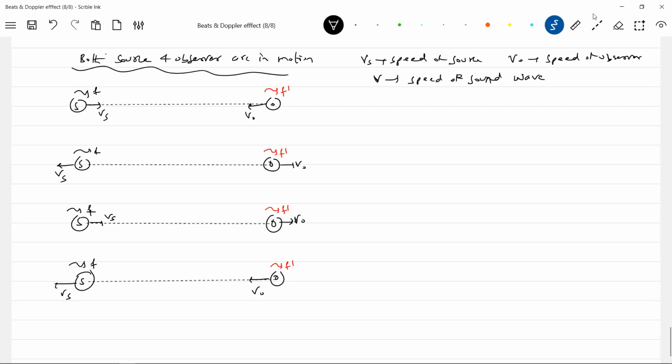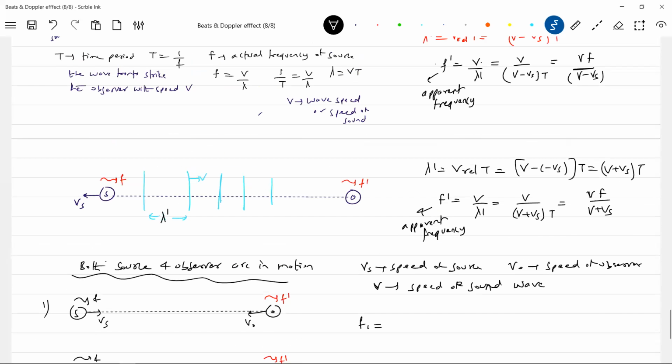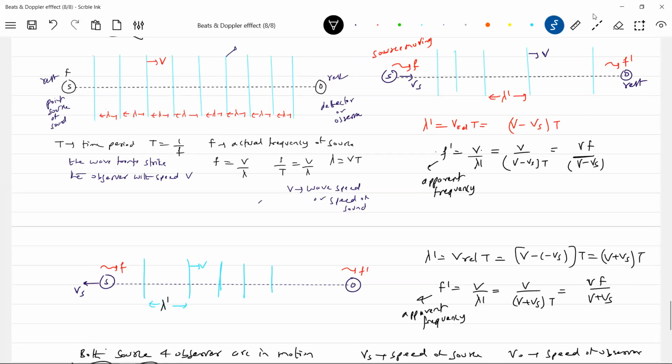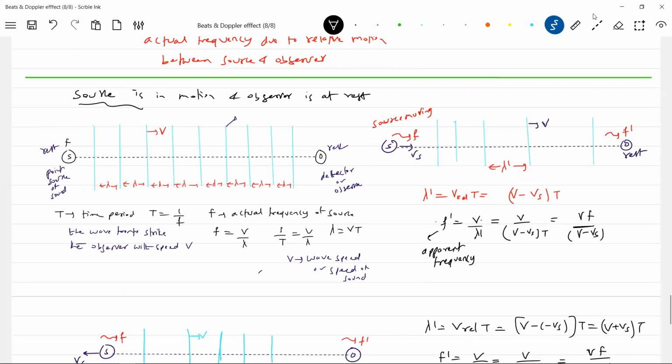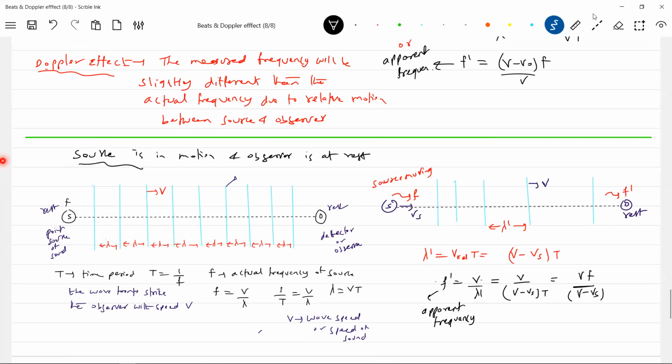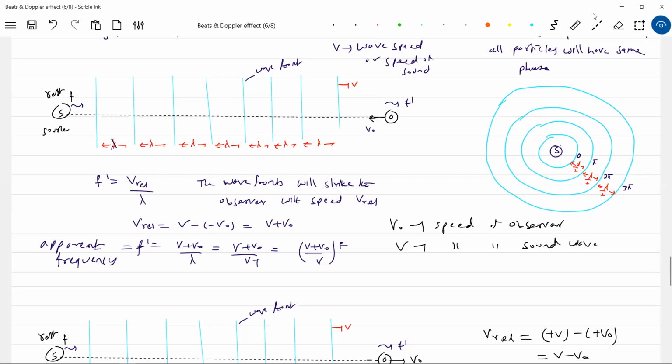Okay, first case, 1, 2, 3, 4. Now, first case, what is the apparent frequency? Both are moving, what to do? If an observer moves towards source, what is the condition? V plus V naught we should write. Look at this. If observer moves towards the source, in the numerator, what happened? It has become V plus V naught, no?